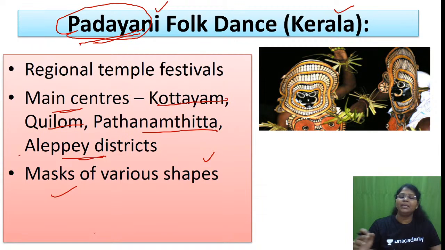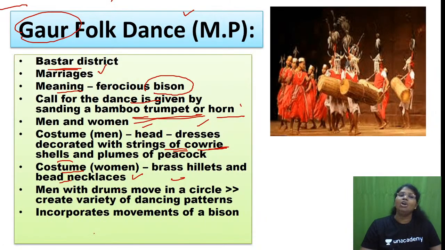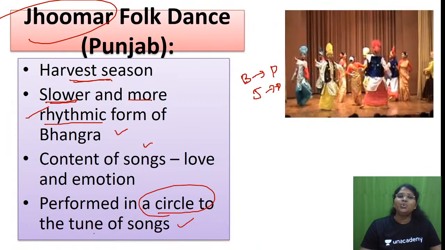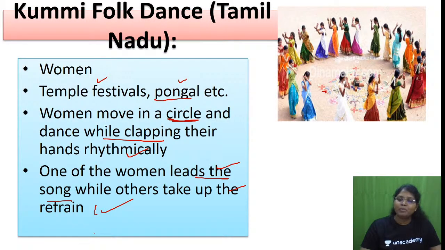Poor man's Kathakali. Padayani, Kerala. Gaur, Madhya Pradesh. Bison. Okay, just remember Bison, Bastar district, because it will be Ottam Tullal, Superadhika. Very good. So, Gaur, Madhya Pradesh. Okay, then Jhumar. Already we have discussed in Punjab one, Bhangra. Another one, Jhumar, Punjab. Again, this is a folk dance in Punjab.